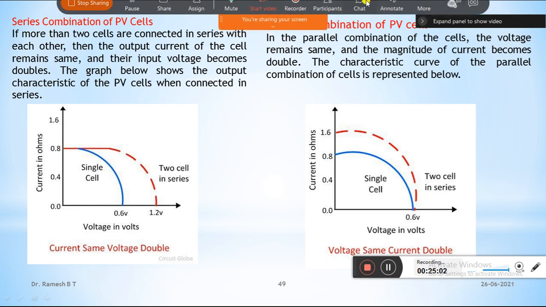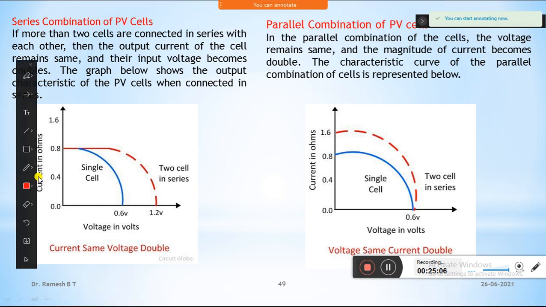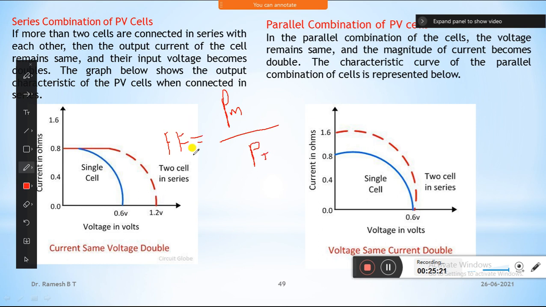The equation is FF, fill factor, is equal to P max divided by P_T, where P max is equal to I_MP times V_MP, meaning the current and voltage at maximum power, and P_T means I_SC times V_OC. A larger fill factor is desirable and corresponds to an IV curve that is more square-like, and this fill factor always ranges from 0.52 to 0.82.